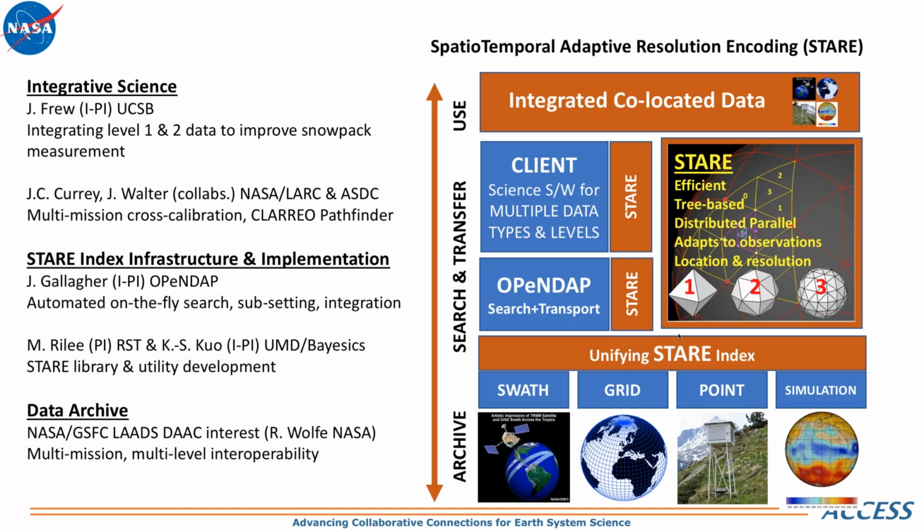This is a little bit of the project programmatics that we're working with. We have a group at UCSB which is going to apply our efficient indexing scheme to some snow map calculations. And we're also working with James Gallagher of OPeNDAP to actually plug in a server-side function that uses STARE, so that an end user may be talking to an OPeNDAP client, making a request without appreciating the fact that on the back end we're using STARE to parallelize the data access.